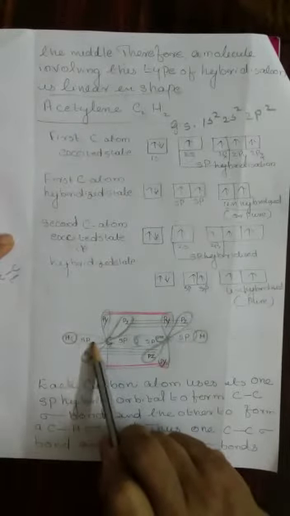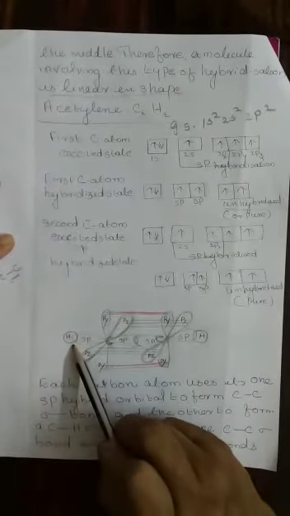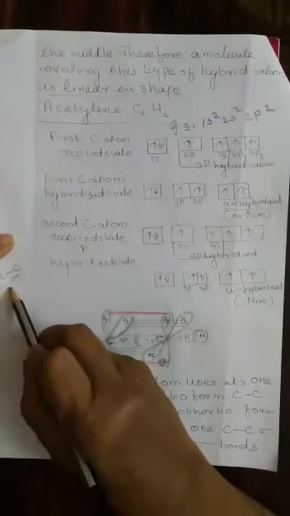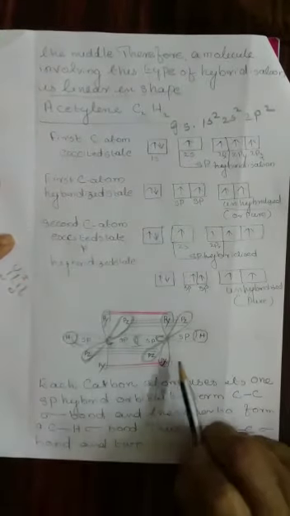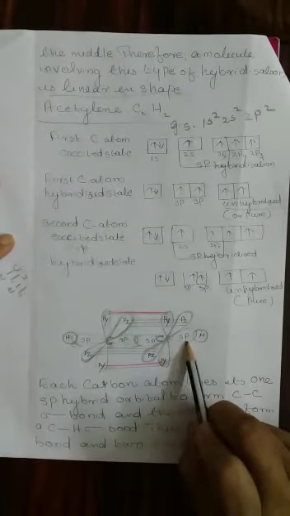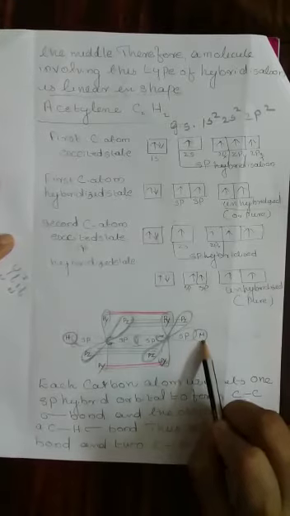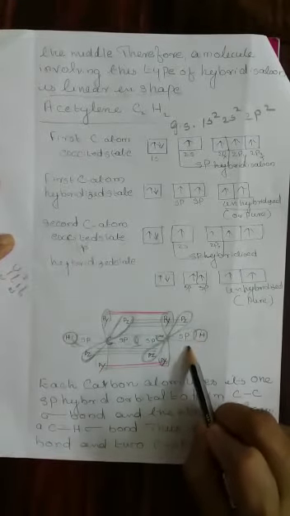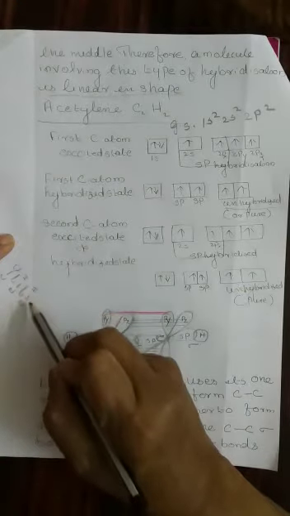Now there is another sp hybrid orbital for each carbon atom. That sp hybrid orbital overlaps head-on with hydrogen, resulting in the formation of a sigma bond. Therefore, a carbon-hydrogen sigma bond. This carbon also, its other sp hybrid orbital overlaps head-on with another hydrogen atom, forming a sigma bond. Therefore, another carbon-hydrogen sigma bond.